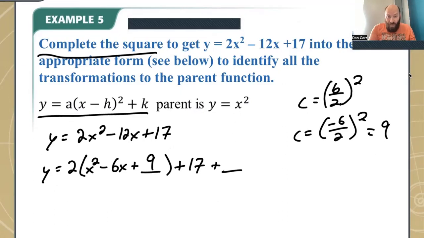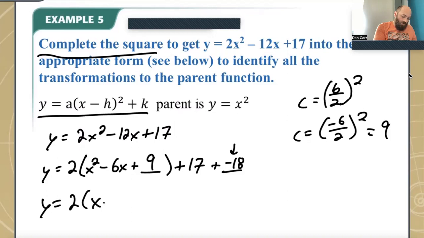Now, to help balance that out with our equation, I've got to put something right here to make sure that it doesn't change the original function. Don't forget, this is a 2 times 9, which is 18. So I'm going to put a negative 18 here to make it balance. Okay. Now I can factor this. x squared minus 6x plus 9 factors into (x minus 3) squared. 17 plus a negative 18 is going to give me a negative 1.